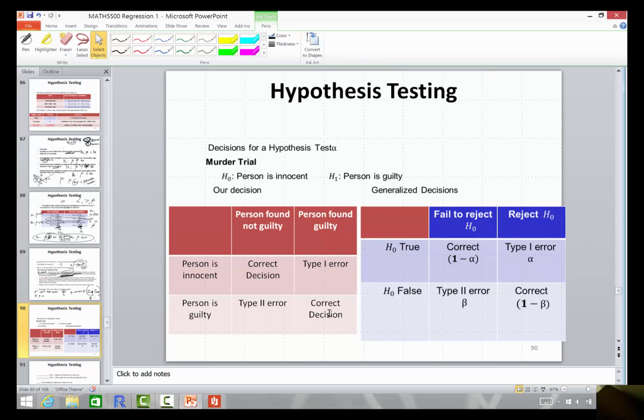However, there are some problematic cases. The person is innocent, has not done the crime, right, and that person is found guilty. That is called the type 1 error. Once again, the person is innocent and that person is found guilty. That is called type 1 error. The other thing is, the person is guilty and the person is found not guilty. Yes, he has done the crime, but it is found that he has not done the crime. That becomes the type 2 error, okay.